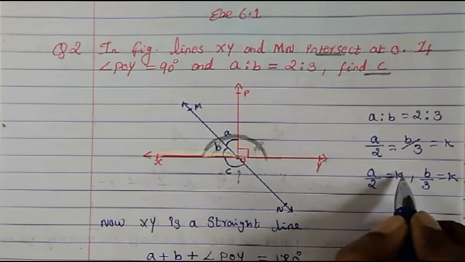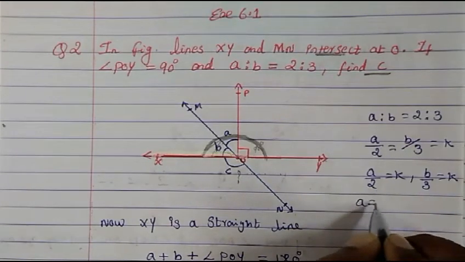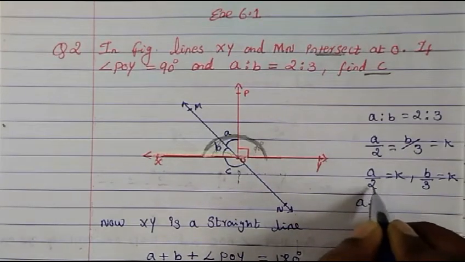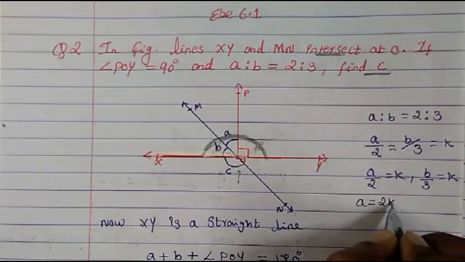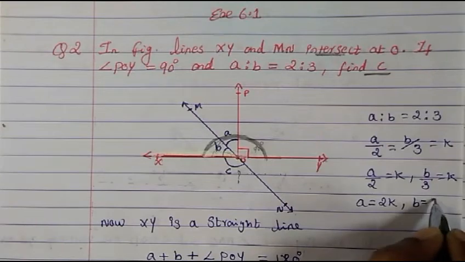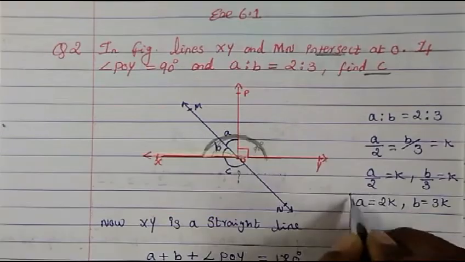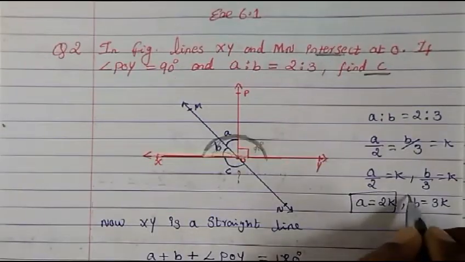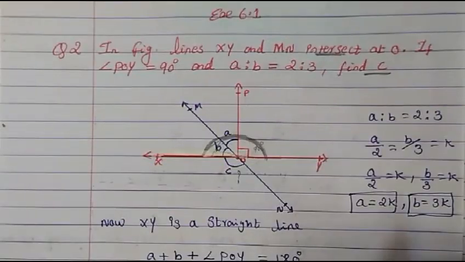So now let's bring this to this side. You will get a is equal to 2k, since 2 is in division and when it comes here it becomes multiplication. In the same way, b equals 3k, as 3 goes that side and becomes multiplication. This is given to us from the question.